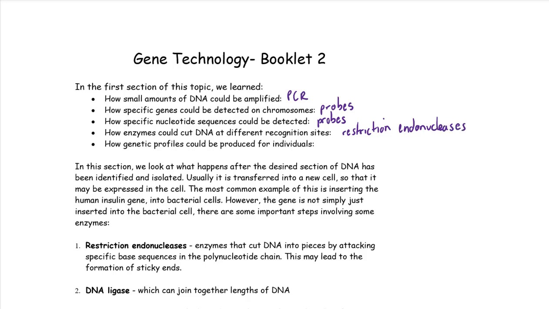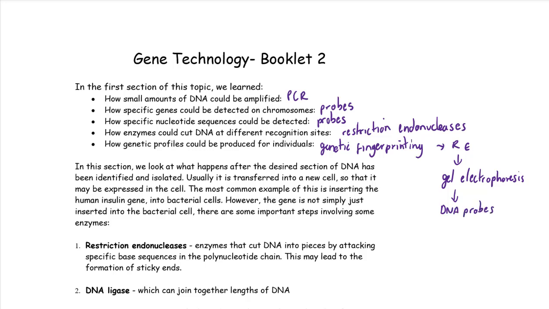And then we learned how genetic profiles could be produced for individuals. So this was genetic fingerprinting, and this involved lots of things. It involved using restriction endonucleases to chop up their DNA. It then involved gel electrophoresis, because once we chopped up their DNA using the restriction enzymes, we would have fragments of different lengths, so we could use gel electrophoresis to sort them by size. We could then use DNA probes and label them, and then we would get the genetic fingerprint produced at the end.